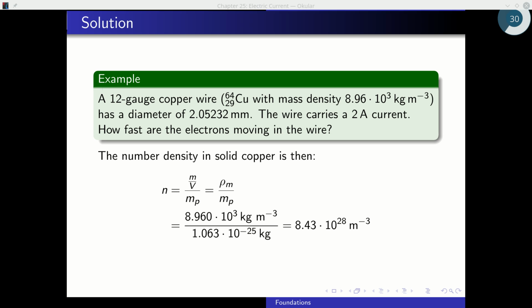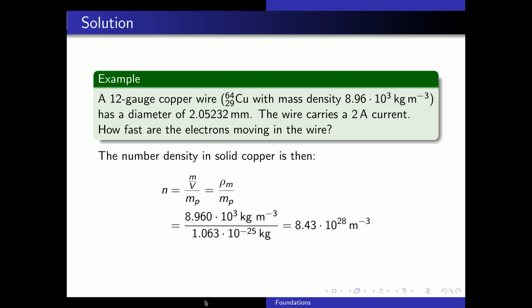So now we can find out what the number density of copper atoms is. That's our mass density divided by the mass of a single atom. The mass density of copper is given. That's our 8.96 times 10 to the third kilograms per cubic meter. That's our numerator. And our denominator is the mass of a single copper atom that we just calculated, 1.063 times 10 to the negative 25th kilograms, giving me a total of 8.43 times 10 to the 28th atoms per cubic meter.